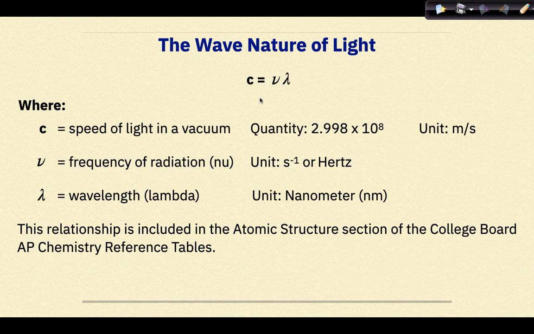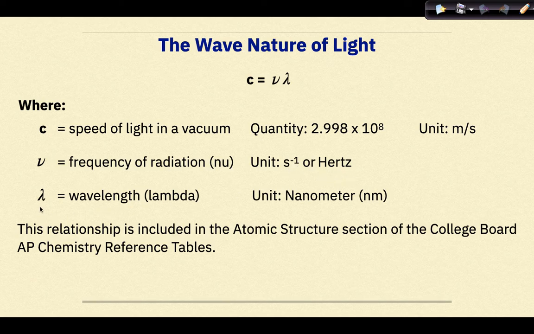The wave nature of light can be represented by the formula C equals nu times lambda, where C equals the speed of light in a vacuum with a quantity of 2.998 times 10 to the 8th, and the unit is meters per 1 second. Nu is our frequency of radiation, where the units can either be per second, that's what this s to the negative 1 means, per second, or hertz.